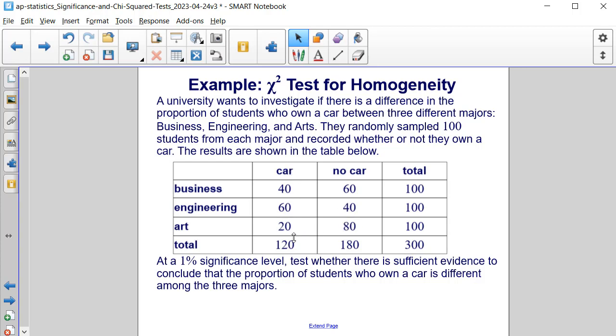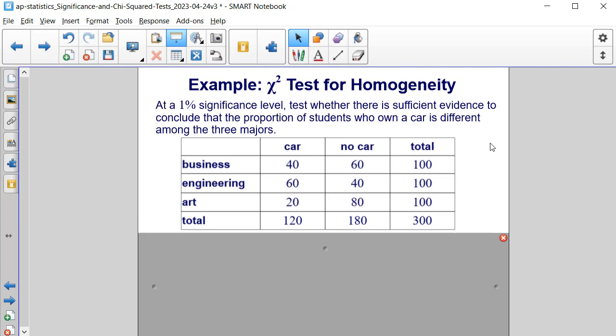That makes the total for the car column being 120. The total for no car is 180. And the total from each school, which is stated in the problem, is consistent. There are 100 across each of those majors. So then the total is 300, and it's found by adding up everything within the last column as well as everything in the last row. At a 1% significance level, test whether there is sufficient evidence to conclude that the proportion of students who own a car is different among the 3 majors.